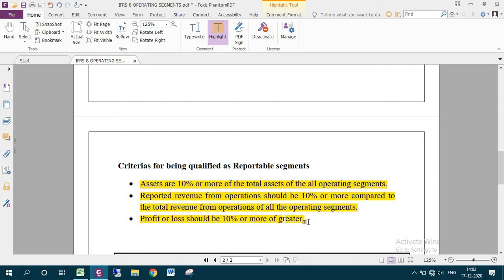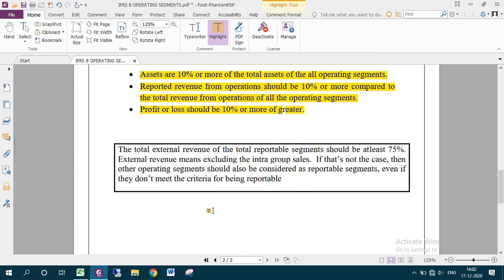In absolute terms, we'll explain to you what absolute terms is. So by these criteria, we will identify the reportable segments. Also, there is one more condition. The total external revenue of the total reportable segments should be at least 75%. The external revenue means excluding the intra-group sales. If that's not the case, then other reporting segments should also be considered as reportable segments even if they don't meet the criteria for being reportable.